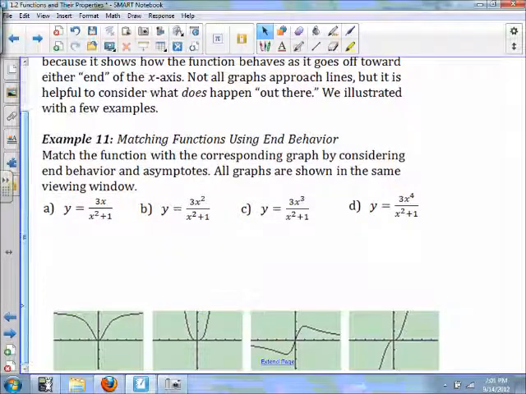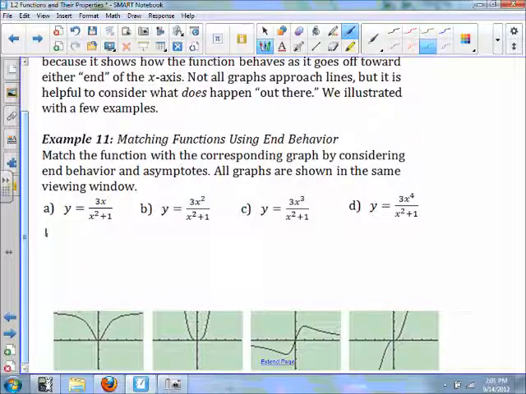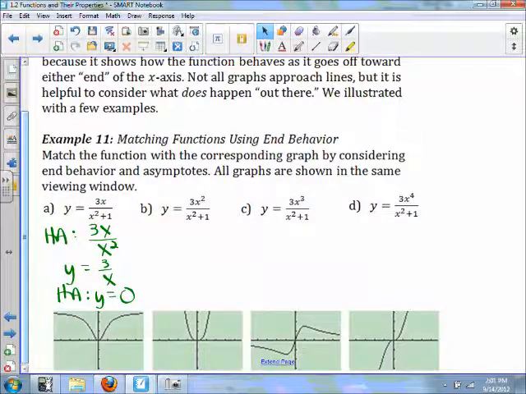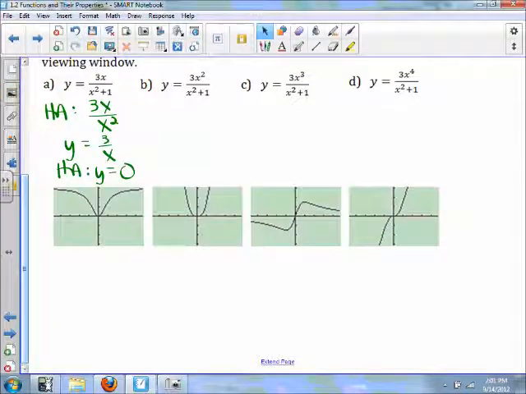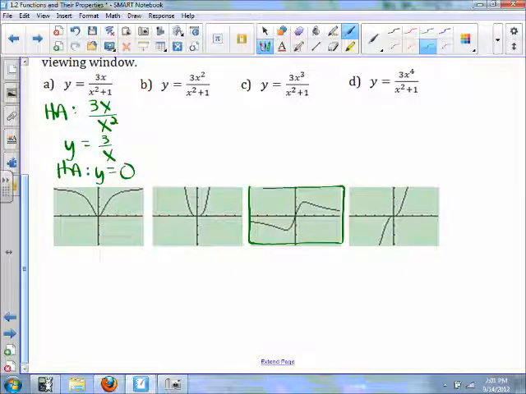So look at example 11. Match the function with the corresponding graph by considering end behavior and asymptotes. All graphs are shown in the same viewing window. Well, let's look at A. Horizontal asymptote will be 3x over x squared. So y will equal 3 over x. That means my horizontal asymptote will be y equals 0. Which of these has a horizontal asymptote of y equals 0? Well, it looks like this one does. There's A.